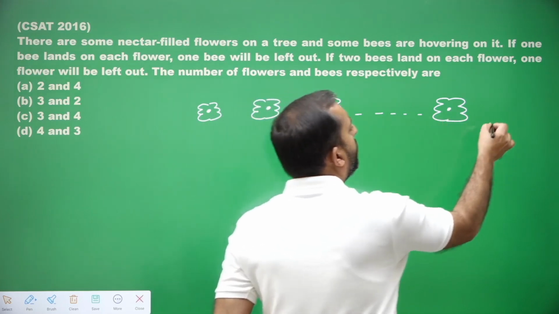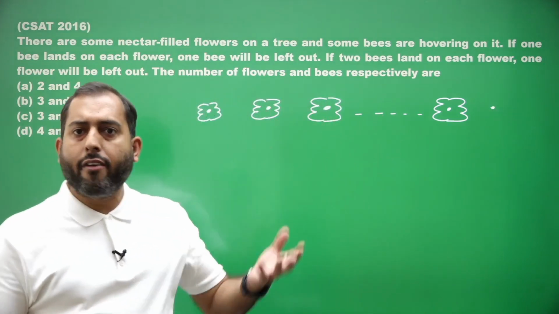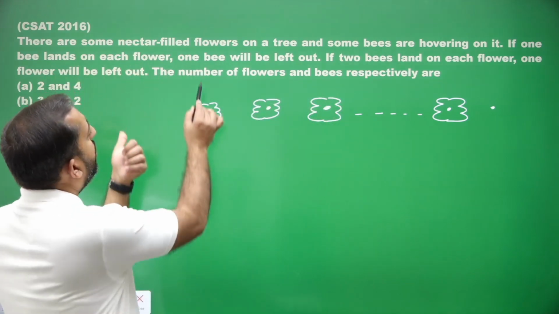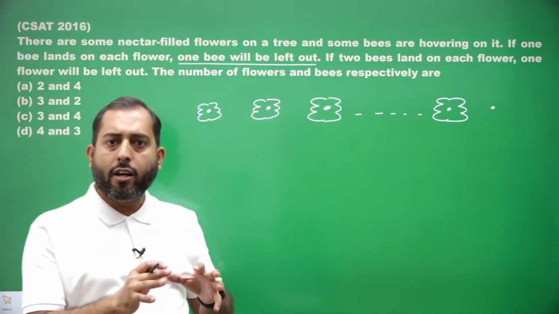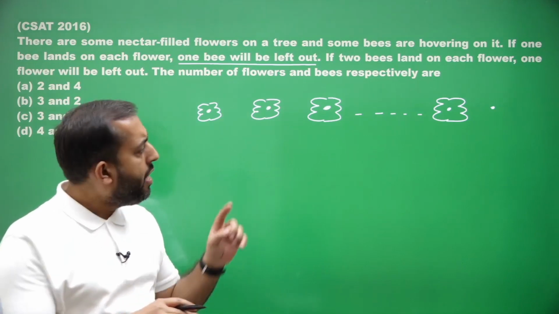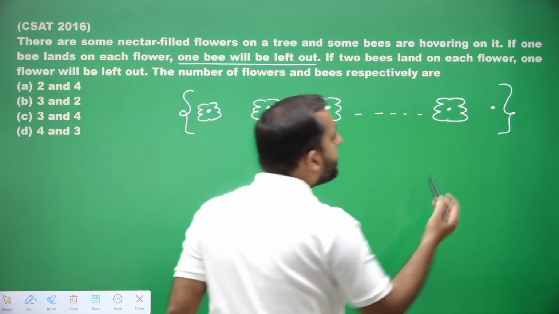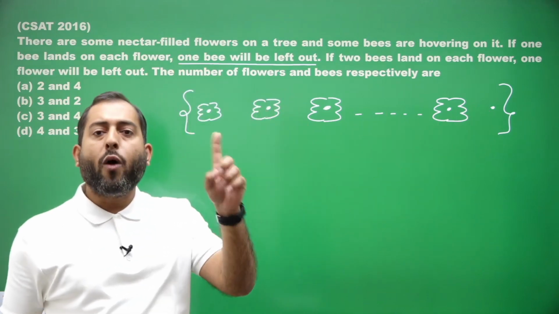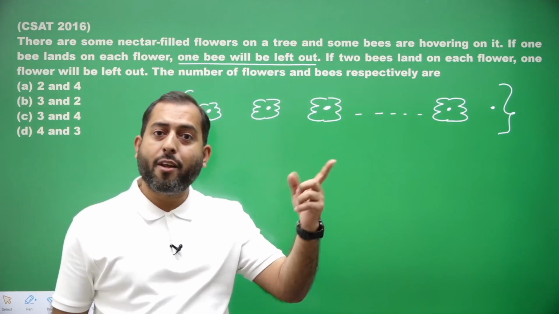So in this way, we're going to be left with one bee without any flower, because it is written here: if one bee lands on each flower, one bee will be left out. The last bee will not have any flower to land on. Okay, so from here I can make an equation. I can say that the number of bees is one more than the number of flowers.